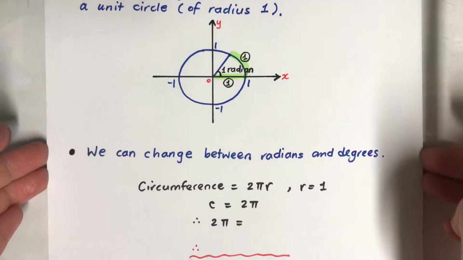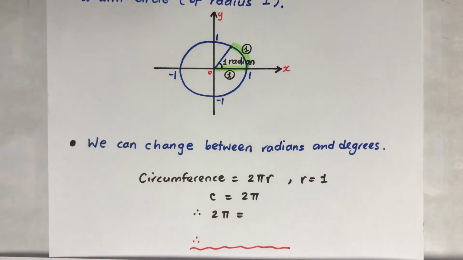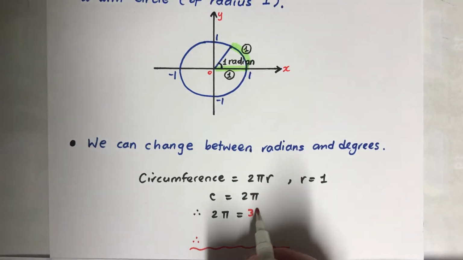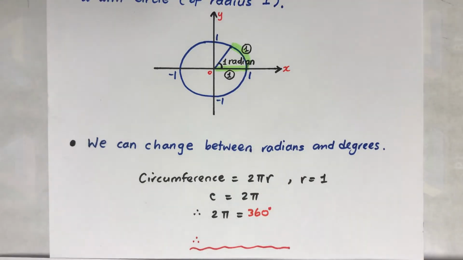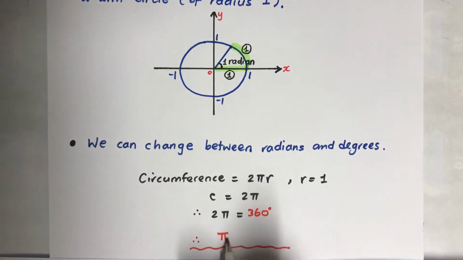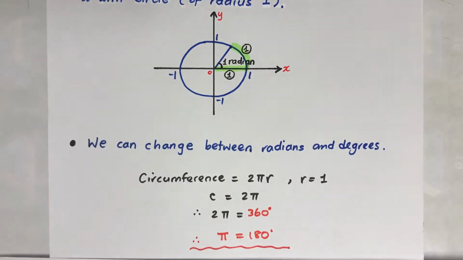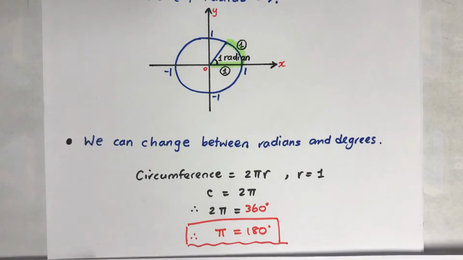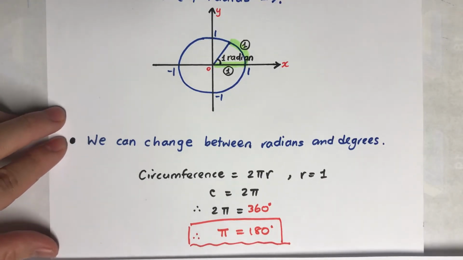Okay, so let's have a look at a circle. The circumference is what? 2 pi r, and r is 1 because it is a unit circle. So C equals 2 pi. Now 2 pi equals the circumference. We can change the circumference into degrees, and it'll be 360, wouldn't it? Because the angle of a full circle is 360. So therefore, I can say pi equals 180 because it's half of that. So this is what we're going to use. Pi radians equals 180 degrees.